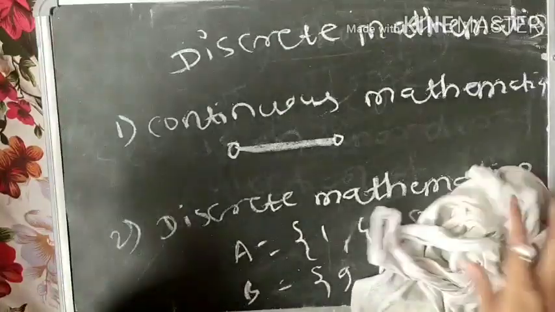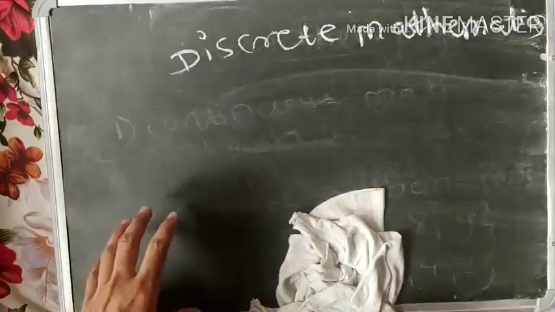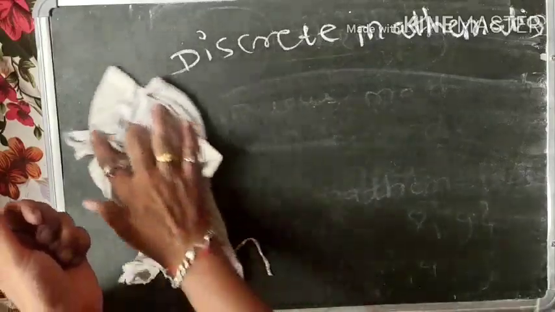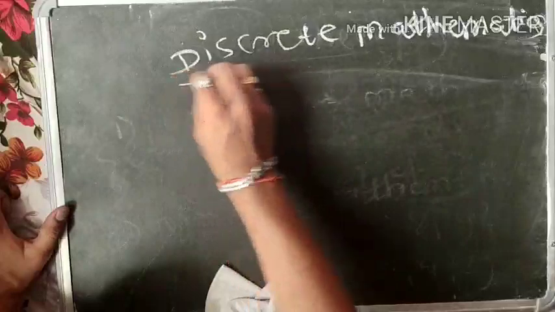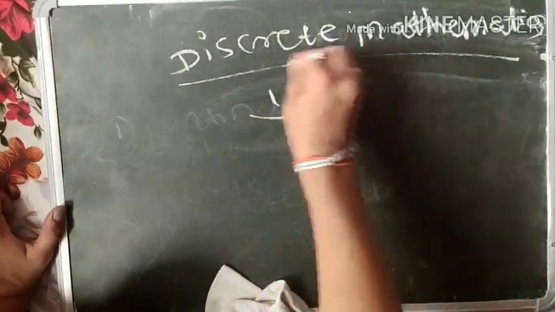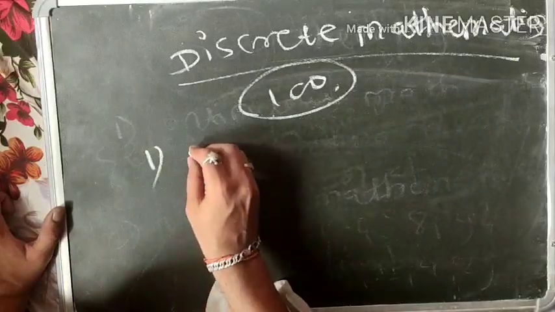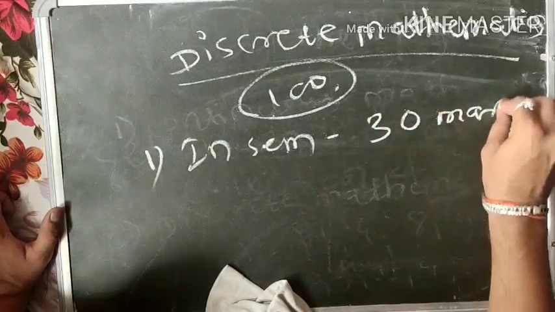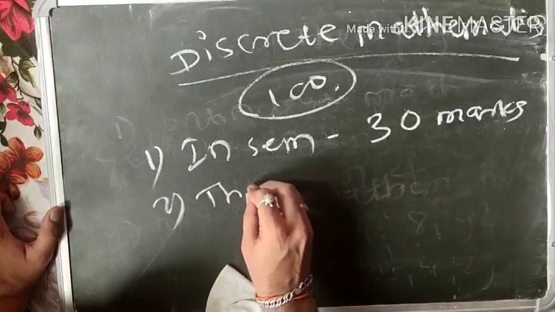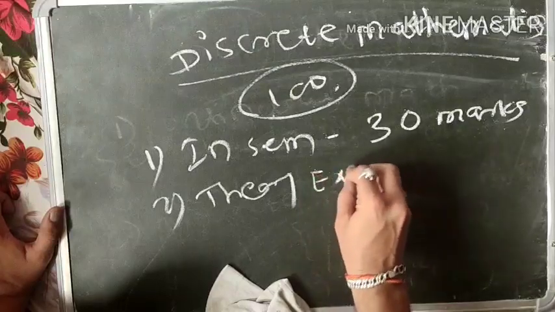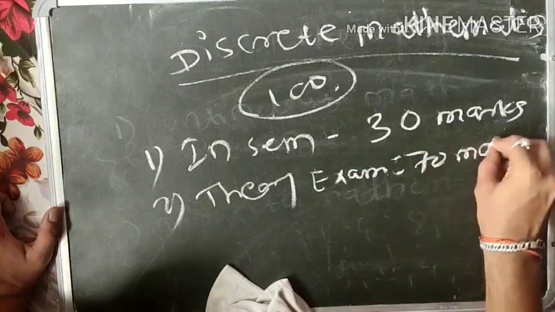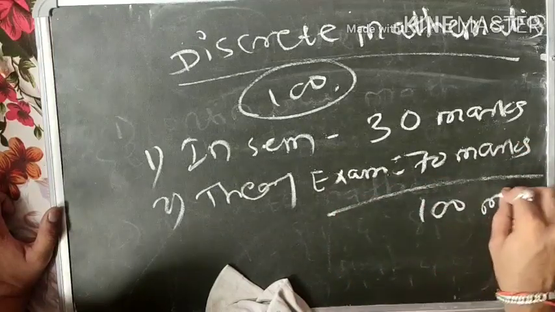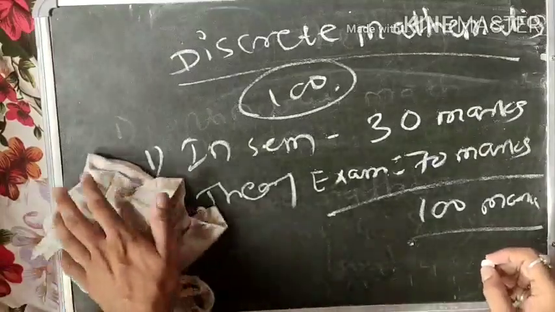Next, we are going to study the first unit. Before starting the first unit, we need to first understand the structure of discrete mathematics. The total marks for discrete mathematics are 100 marks. There is first the in-semester exam for 30 marks, and second is the theory exam, the end-semester exam, for 70 marks. Total 100 marks for discrete mathematics.